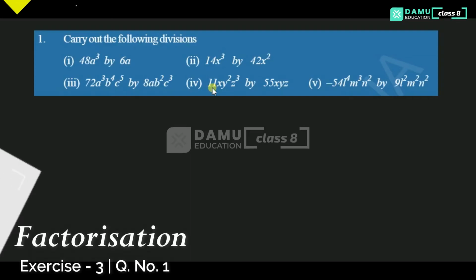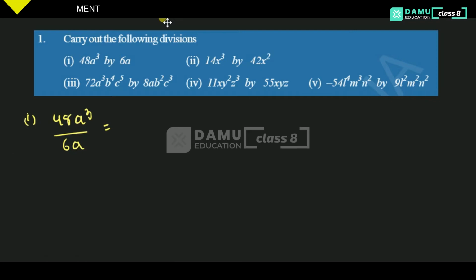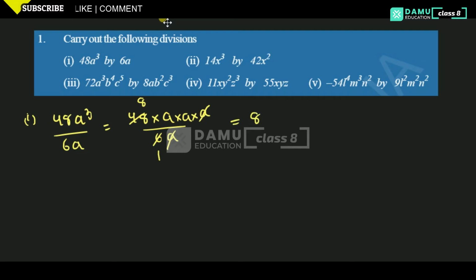So in this module, we are going to carry out the following divisions. First one is 48a cube by 6a. How we will write this one is 48a cube means a into a into a, divided by 6a. One a is going to cancel. 6 ones are 6, 6 eights are 48. Then what is the remaining? 8, a into a, that is 8a square.